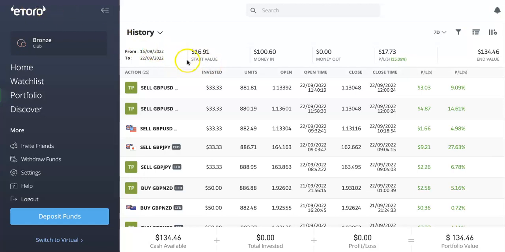Hi, it's Darren. Going through the trades I've taken here today, heavily in on the pound today, which is quite nice. It's just going to be on the eToro platform.